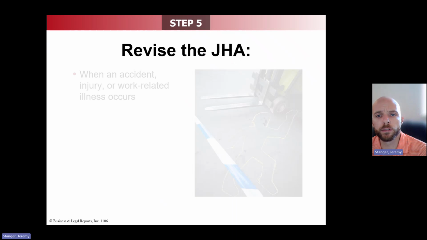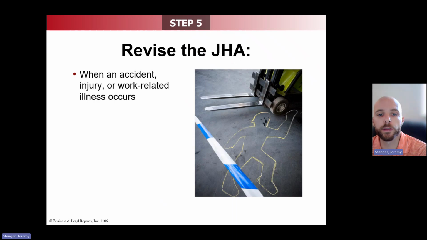And then step 5, you're going to revise the JHA when an accident, injury, or work-related issue occurs. Right, we're going to look at any kind of injury that would happen or near miss or work-related issue. Maybe it's property damage, environmental release, whatever it might be. We want to evaluate that task, and then okay, do we have an SOP? Okay, is there a JHA or a hazard assessment for that task or that job? If there's not, we need to create one. If there is, we need to revise it. Right, that's the simple process.